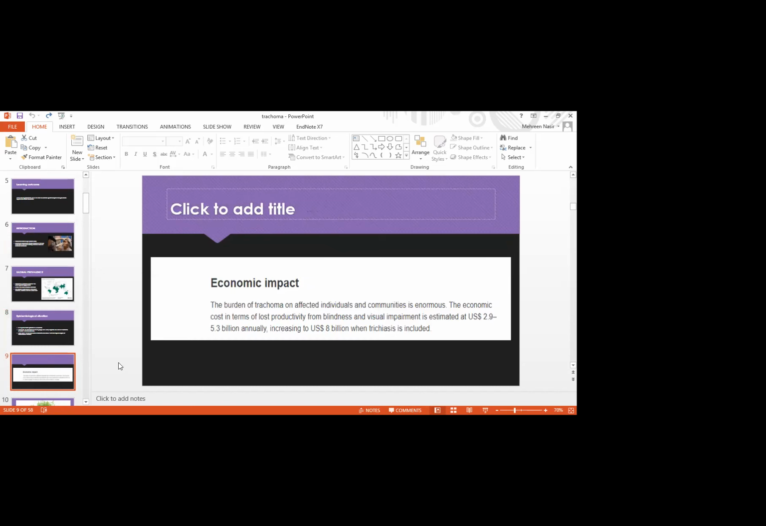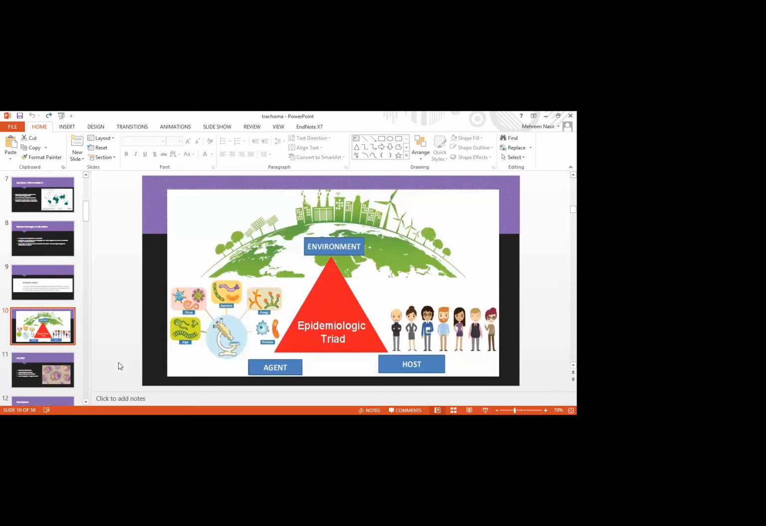Now, the economic impact of this disease is immense. The burden of trachoma on affected individuals and communities is enormous. The economic cost in terms of productivity from blindness and visual impairment is estimated at US dollar 2.9 to 5.3 billion annually, increasing to US dollar 8 billion when trichiasis is included.